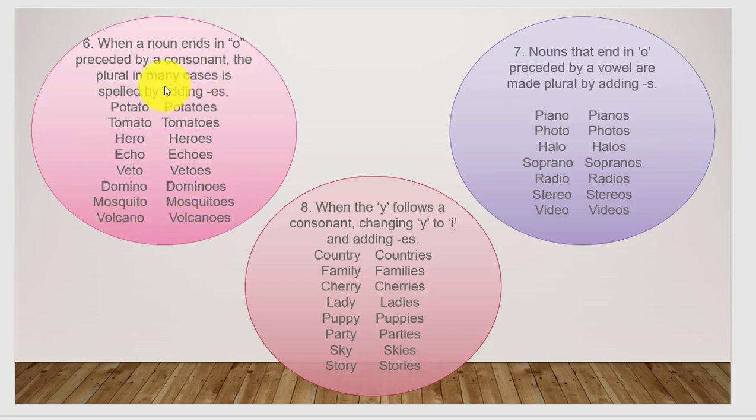Let us compare this rule number 6 to rule number 7. Nouns that end in O preceded by a vowel. If this O is preceded by a vowel, in that case we only add s to get its plural. So nouns that end in O preceded by a vowel are made plural by adding s. So piano, you cannot add es.